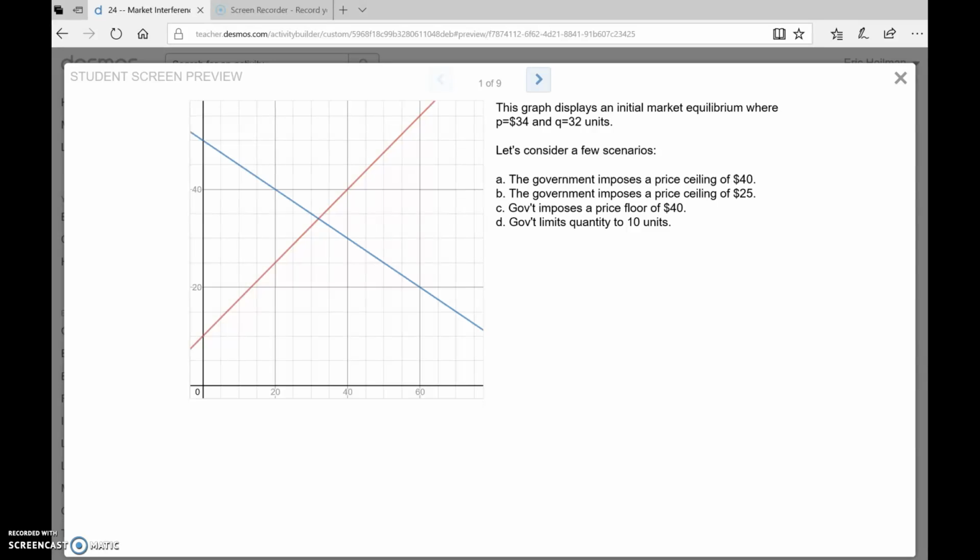Today we'll be talking about how the government can interfere in market equilibrium. So from the previous videos, we saw that our markets tend to adjust to all sorts of different changes that can happen.